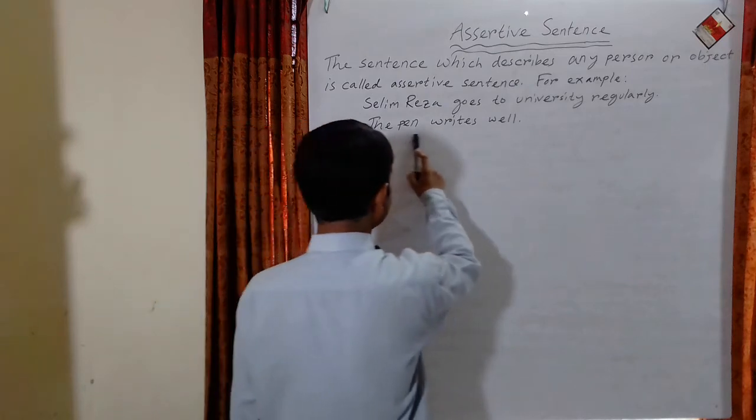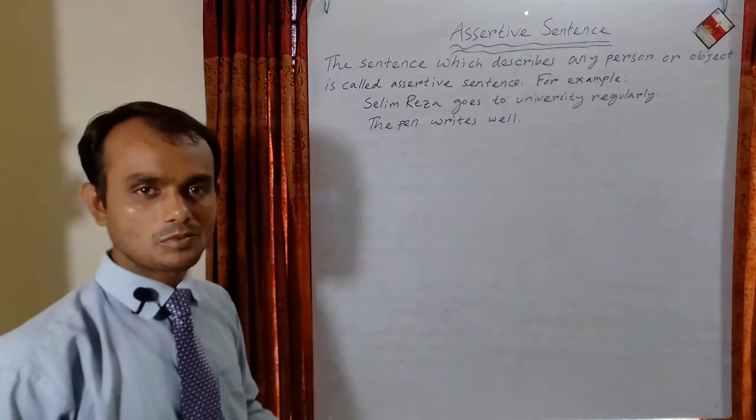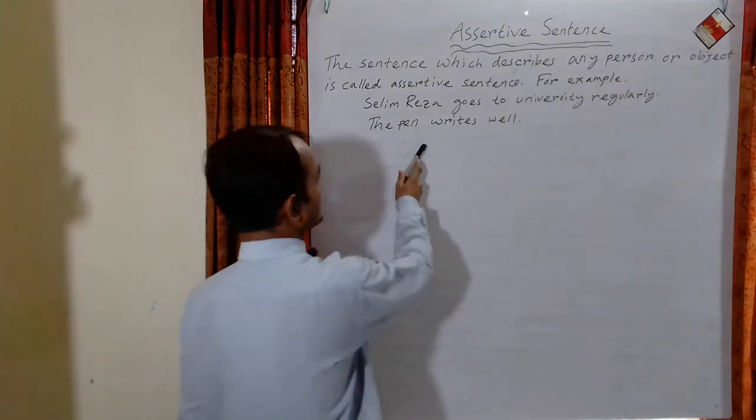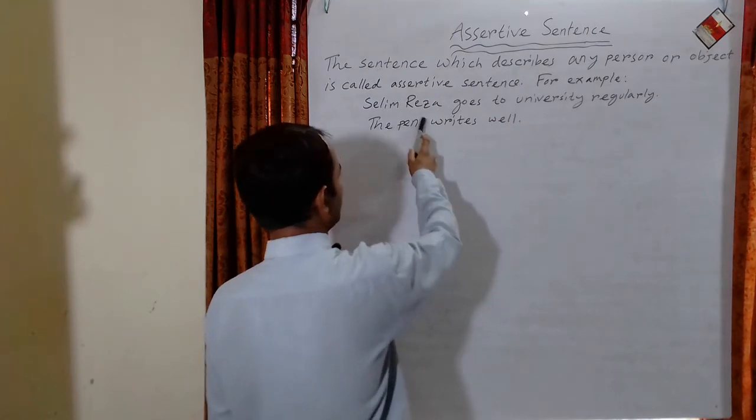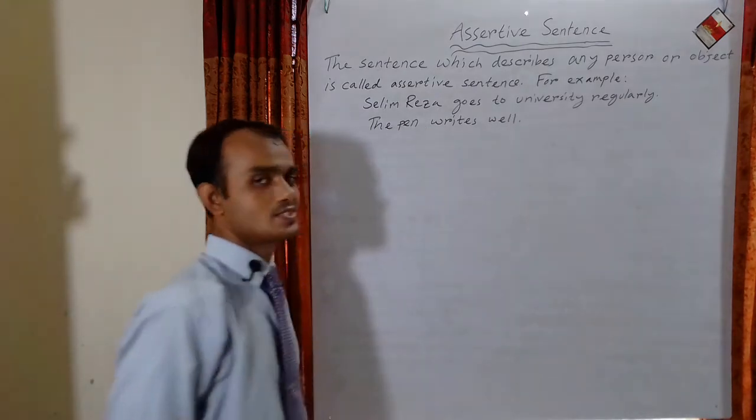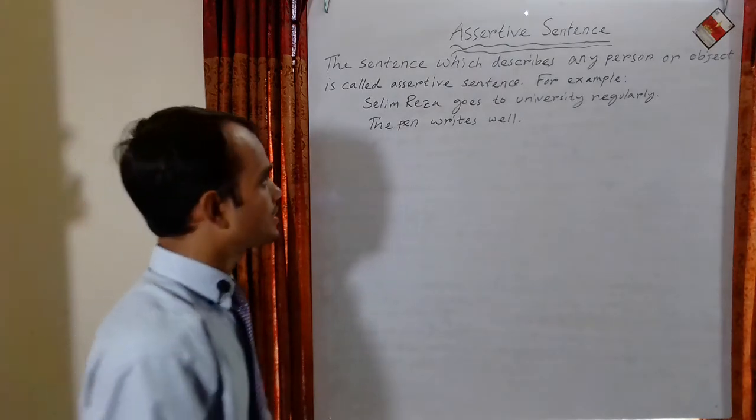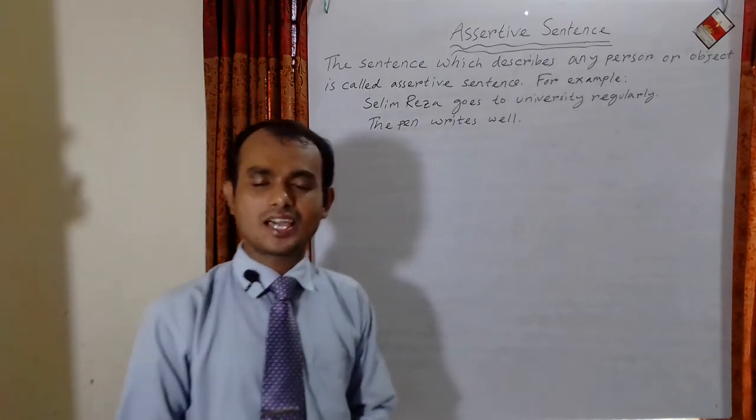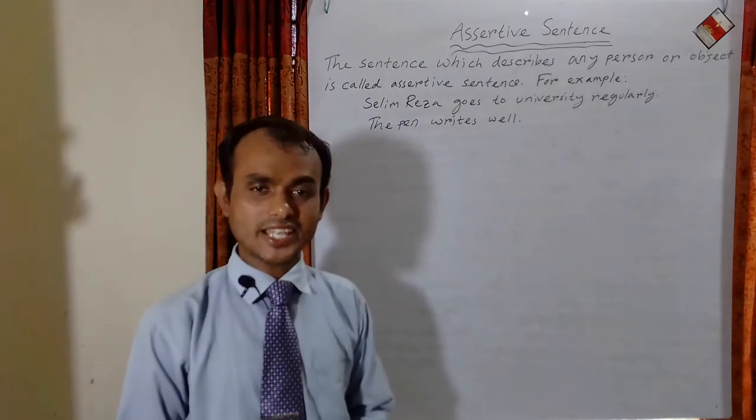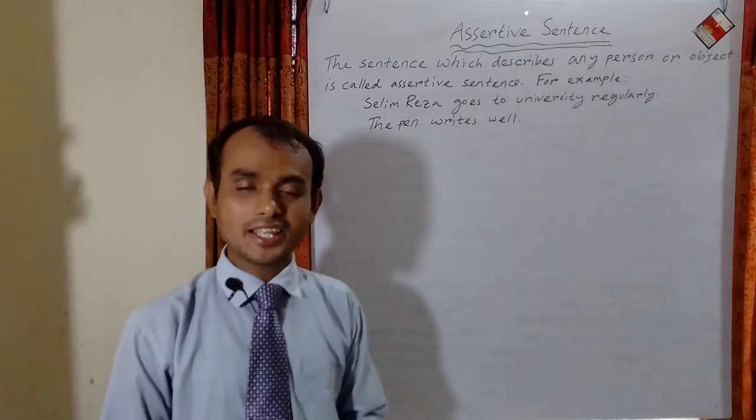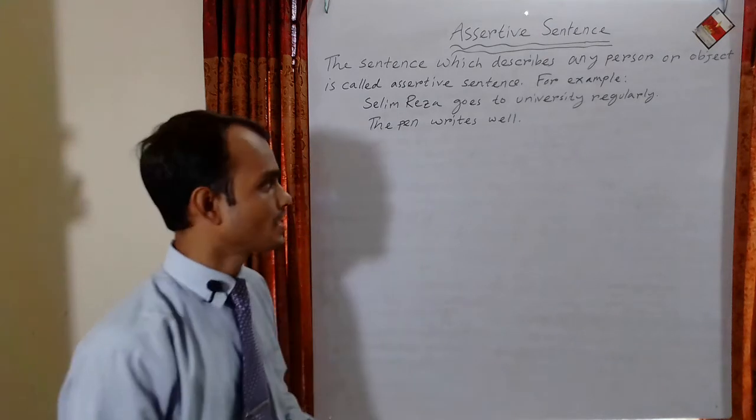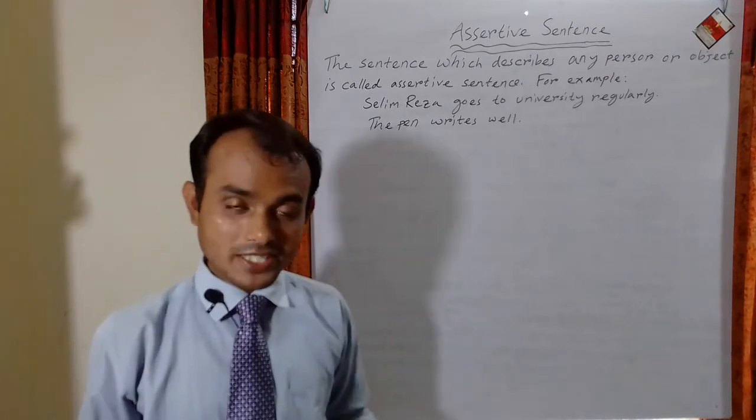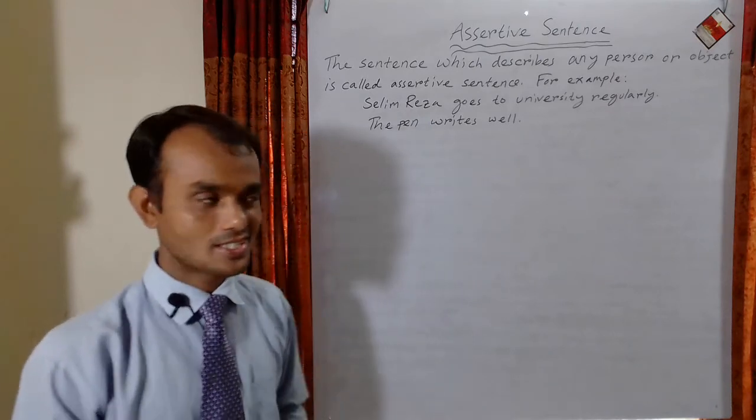The next sentence, the pen writes well. Here the word the pen is an object, and this sentence describes the object, the pen. So this is an assertive sentence. Dear students, assertive sentence is also called statement sentence, declarative sentence, etc. This assertive sentence is divided into two parts: affirmative sentence and negative sentence.